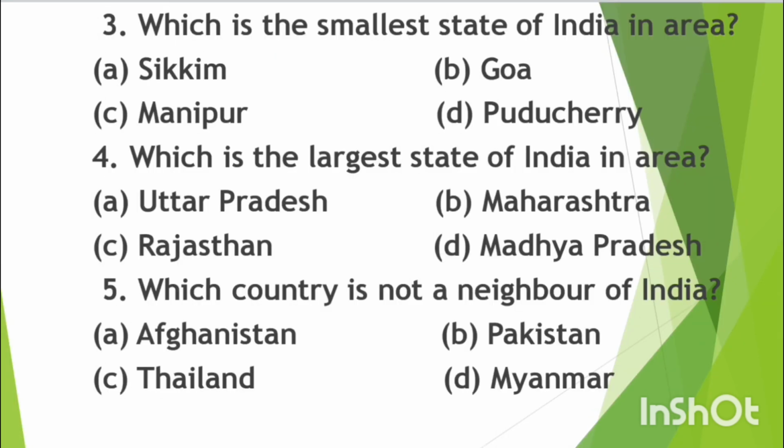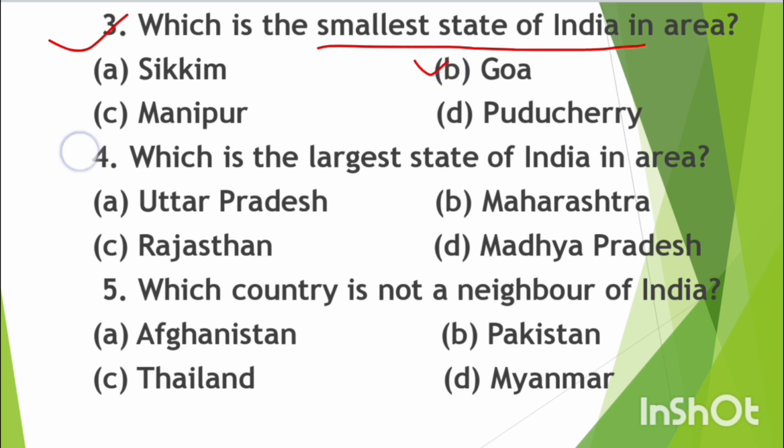Next question, question number 3. Which is the smallest state of India in area? Option number A, Sikkim. Option number B, Goa. Option number C, Manipur. And option number D, Puducherry. So answer for this question, option number B, Goa.